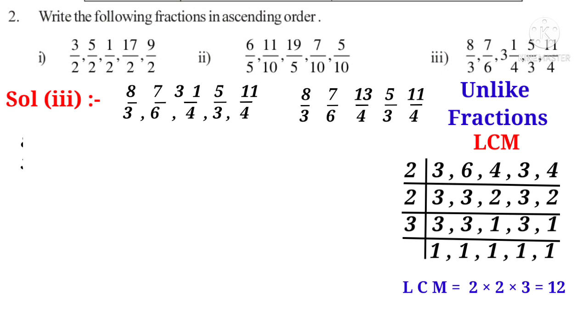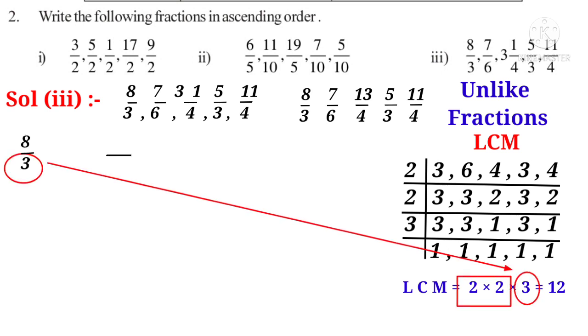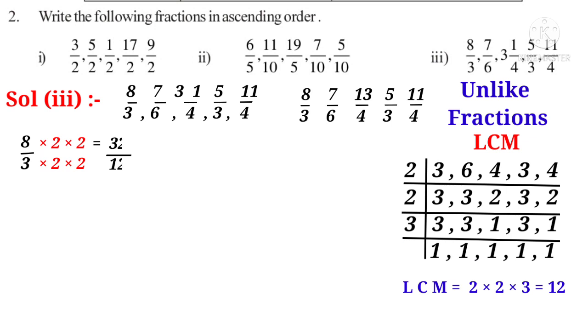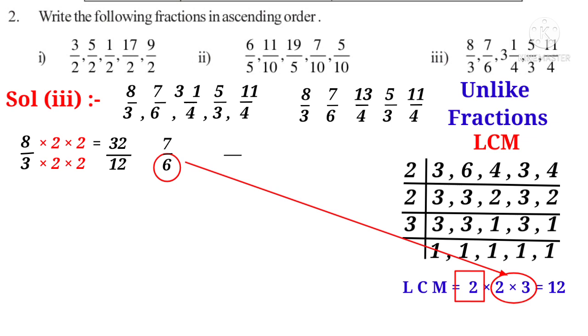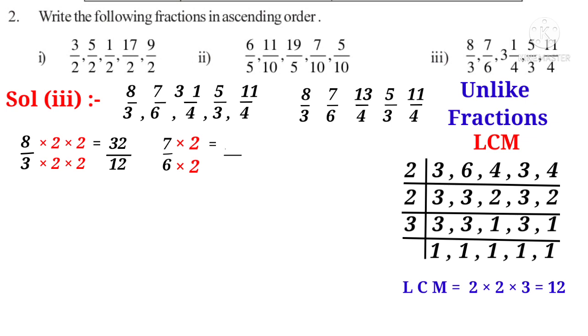Now observe that the denominator of the first fraction is 3, so we have to multiply both numerator and denominator by 2 into 2. That is 8 into 2 into 2, which is 8 into 4, is 32, by 3 into 2 into 2, which is 3 into 4, is 12. Now observe the denominator is 6 in the second fraction, so we have to multiply both numerator and denominator by 2. That is 7 into 2 is 14, 6 into 2 is 12.